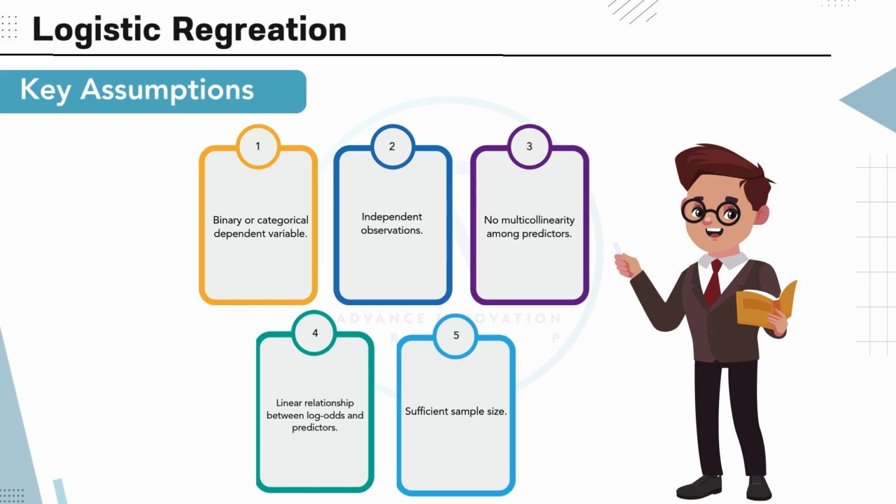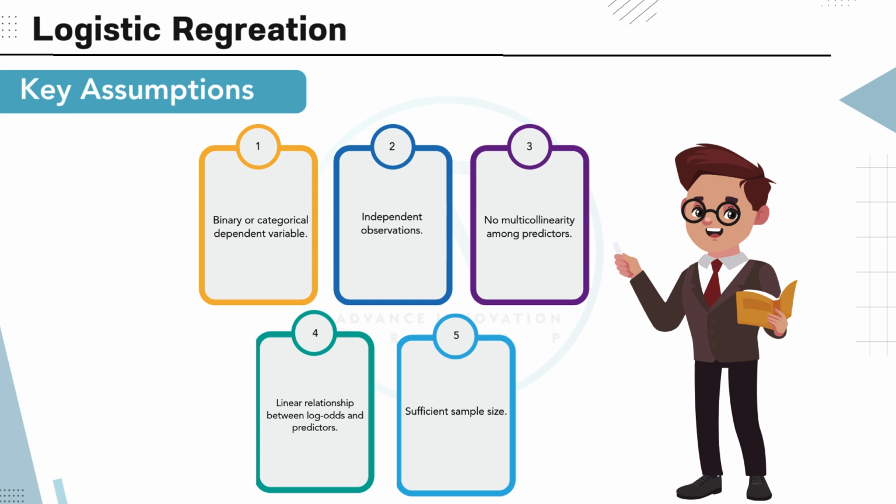3. No multicollinearity among predictors. Multicollinearity means that two or more independent variables, x's, are highly correlated with each other. This can make it difficult to determine which variable is actually influencing the outcome. We typically test for this using the variance inflation factor, VIF.